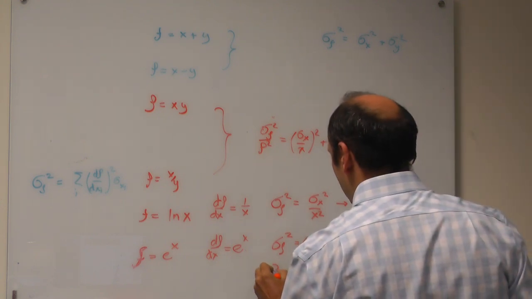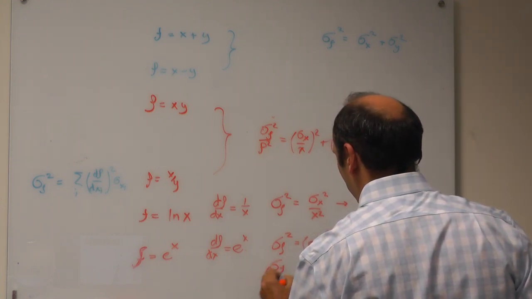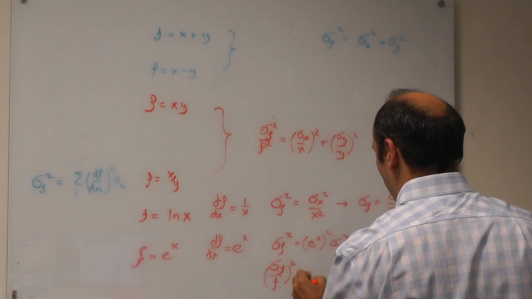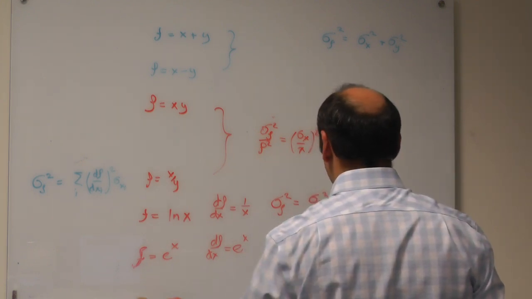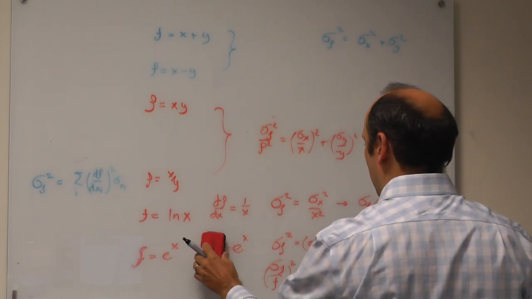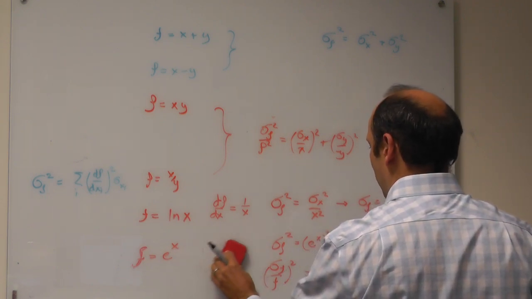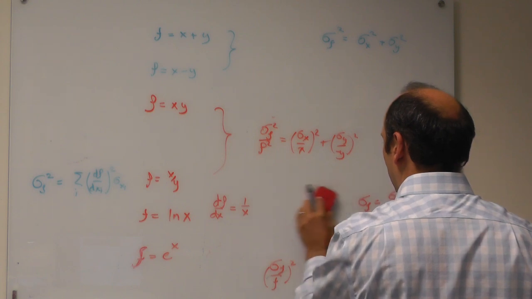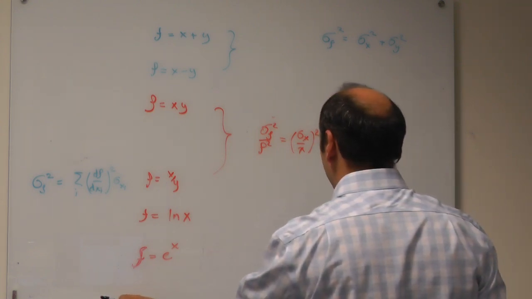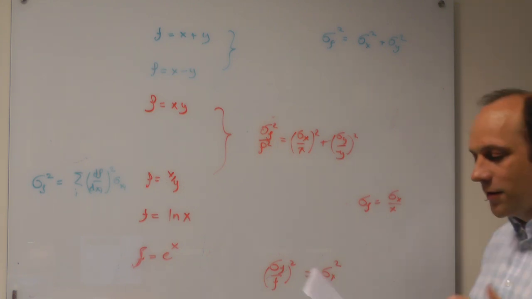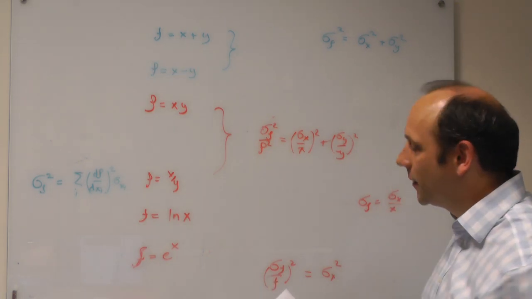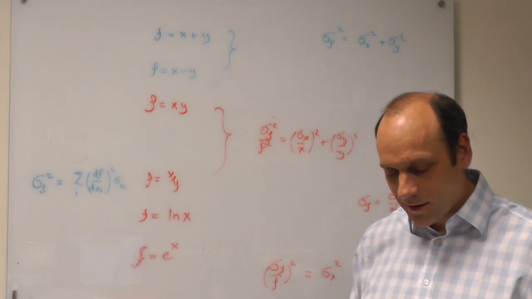And that's then sigma f over f squared. Just pull that down, is equal to the uncertainty in x squared. So that's my answer there. So I can rub that out. So now we've got all of the sort of things that we can do, and we can do that for any function we like, with any number of variables that we like.